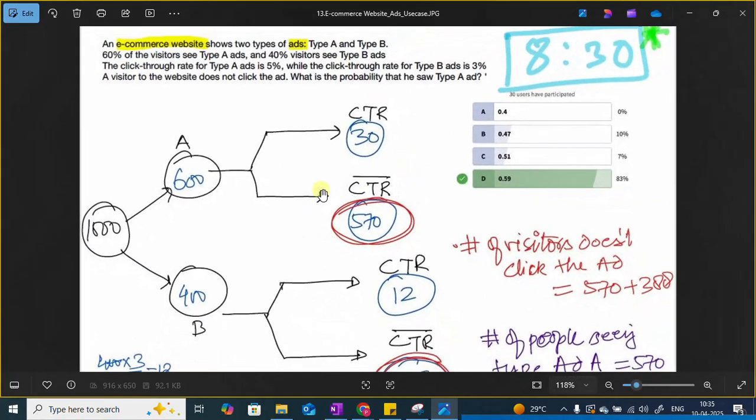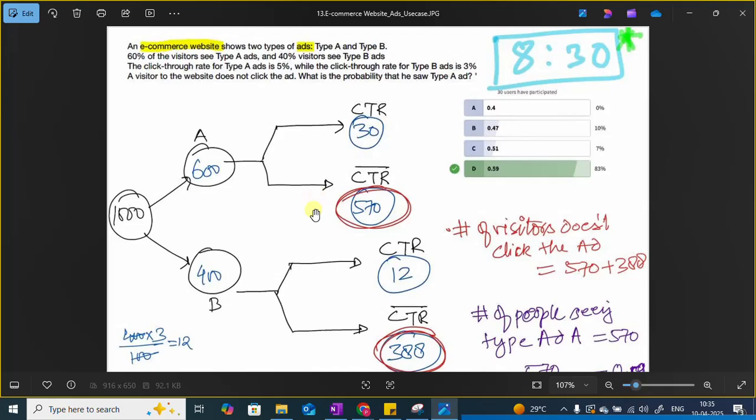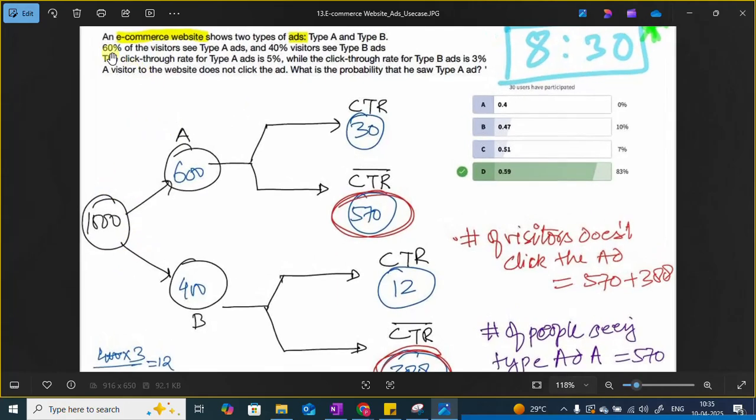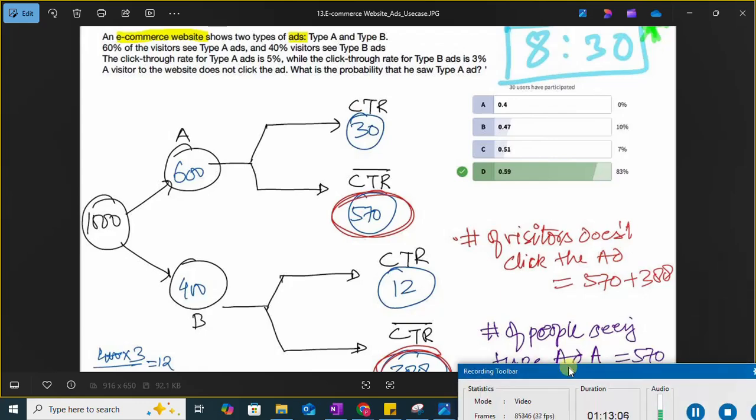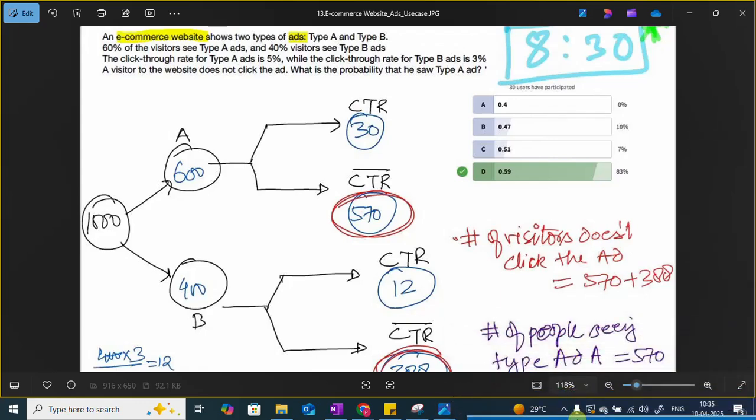Let's see. First, assume, as I told you, the total number of people, think about the people, is 1000. Out of 1000, it's written 60 percentage of the visitors see type A ad. 60 percentage of 1000 is nothing but 600. 600 people see type A ad. Fantastic. Now 1000 minus 600 is nothing but 400. 400 people look for type B ad.